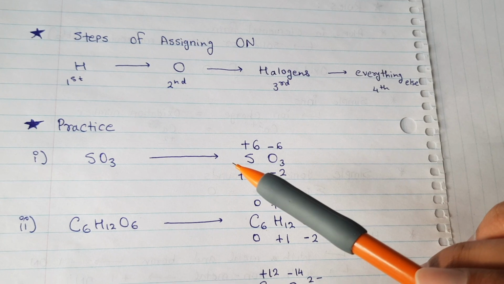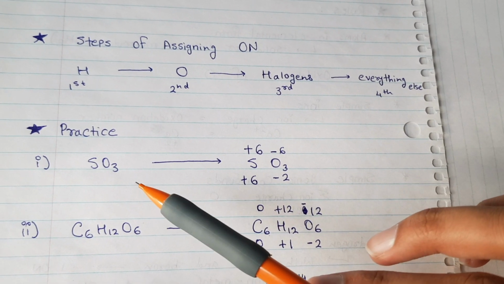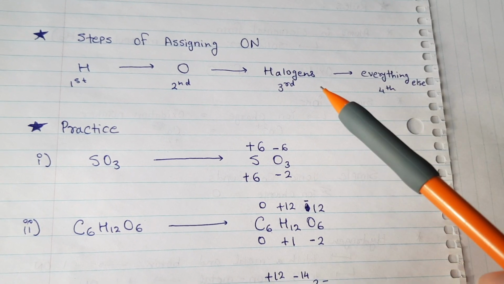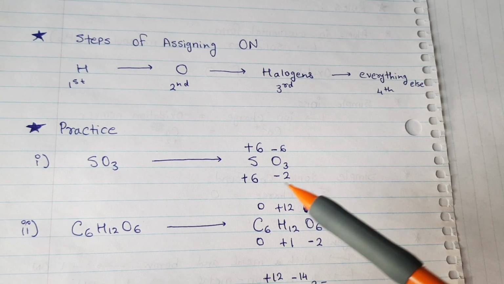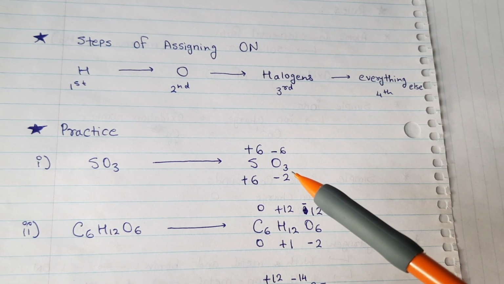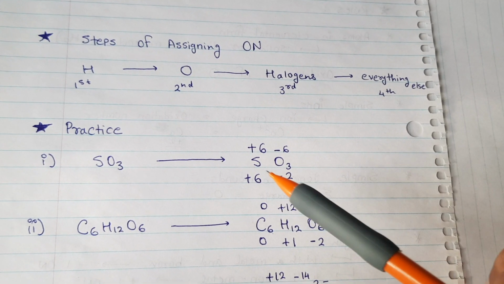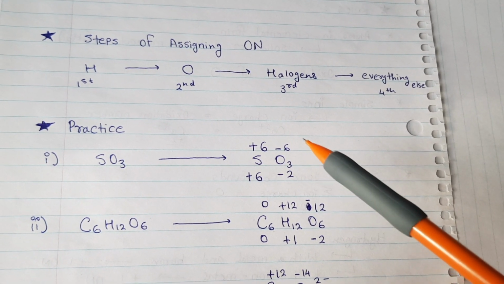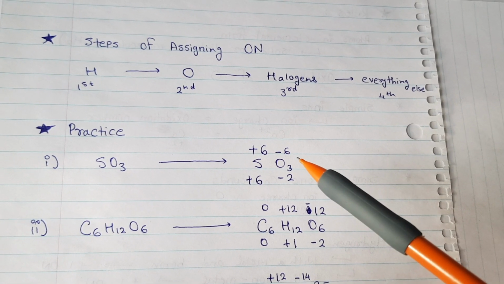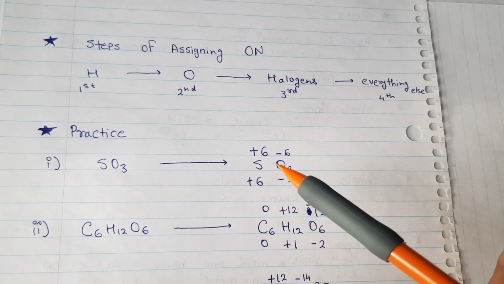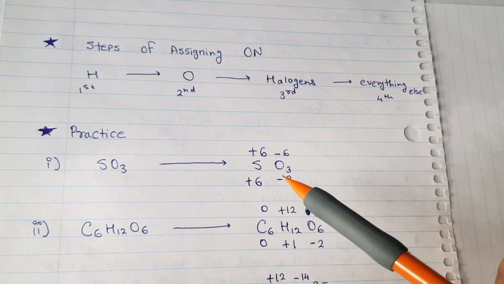Now let's do some practice because practice makes everything clear. SO3, sulfur trioxide. According to our priority scale, we would assign the oxidation number to oxygen first. That would be -2, and as there are 3 oxygens, we multiply that by 3, making it -6. Now this is a simple ionic compound with no overall charge. It's a neutral charge. So if oxygen is -6, sulfur has to be +6. There's only one sulfur, meaning sulfur is +6 and oxygen is -2.